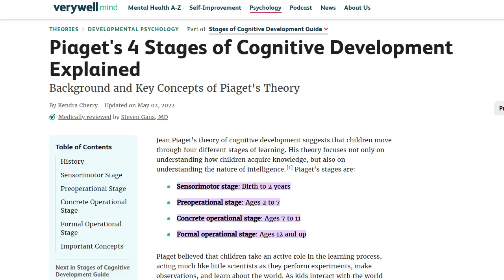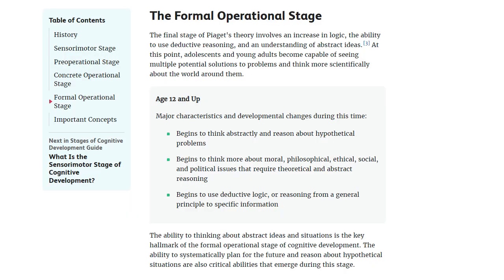Just for laughs, let's look up Piaget's stages of cognitive development. Just tongue-in-cheek, okay? Let's see, formal operational stage, age 12. Begins to think abstractly and reason about hypothetical problems. Well, abstract thinking, I mean, you failed to understand that velocity relative to Earth and velocity relative to a plane share the same underlying principle.